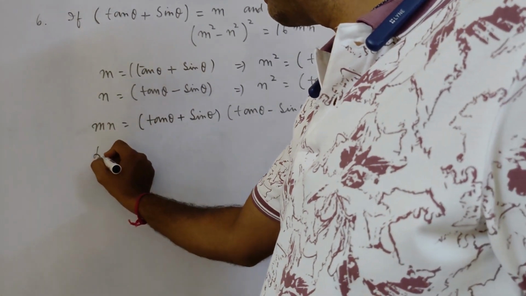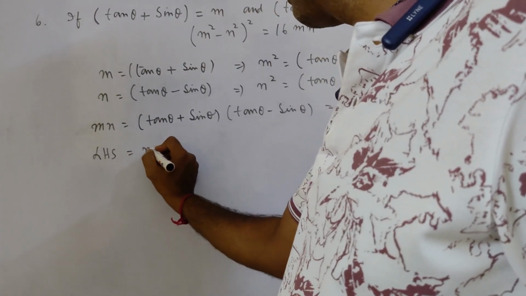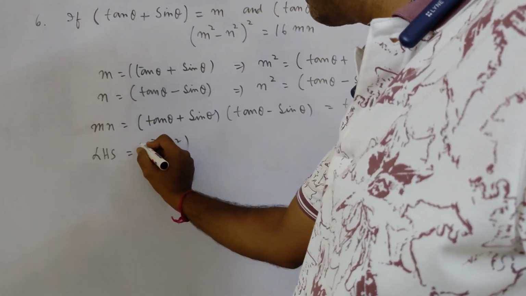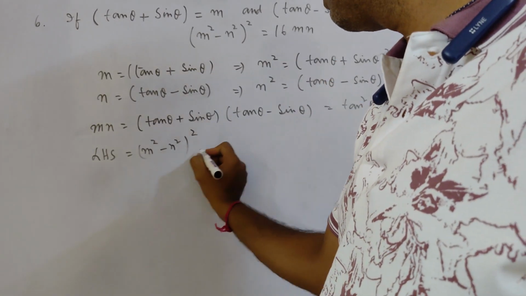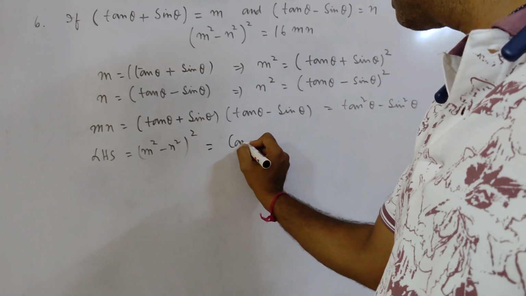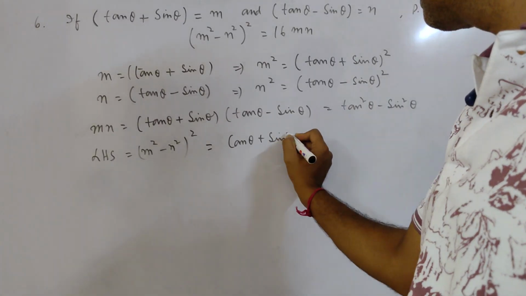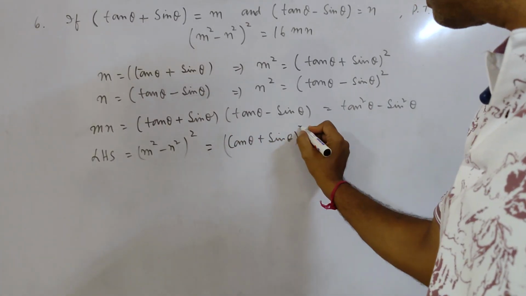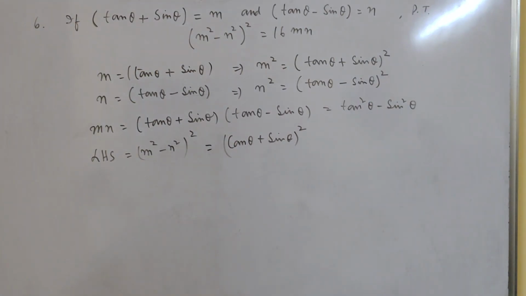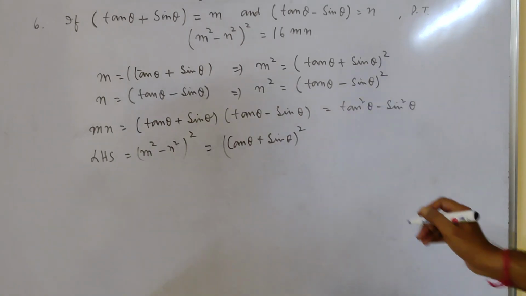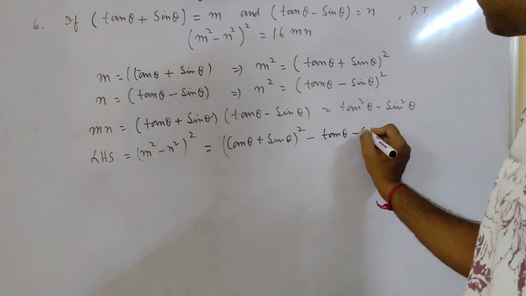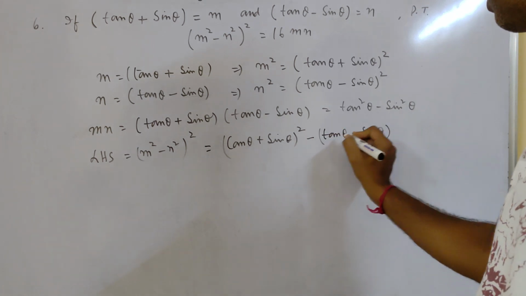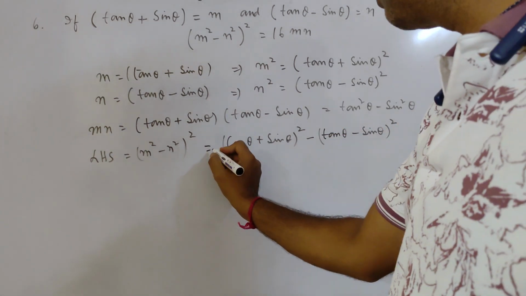Now from left hand side, what is m square minus n square, then its whole square. So m square is this one, (tan theta plus sin theta) whole square. This is m square, minus n square, that is (tan theta minus sin theta) whole square, then its whole square.